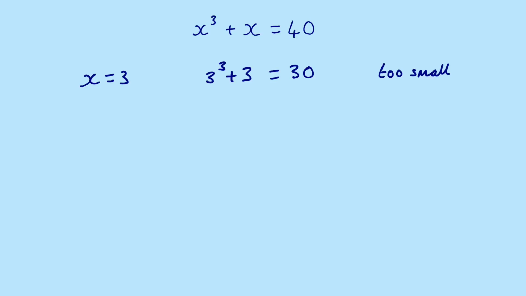Now as that is too small, we'll try the next whole number above 3, which of course is 4. And let's see what that gives us. 68. Now as you can see, that's too big. So therefore we know that the solution is between 3 and 4, because 3 is too small and 4 is too big.